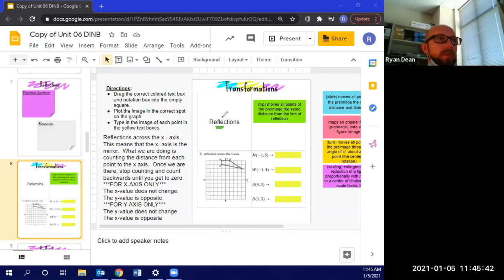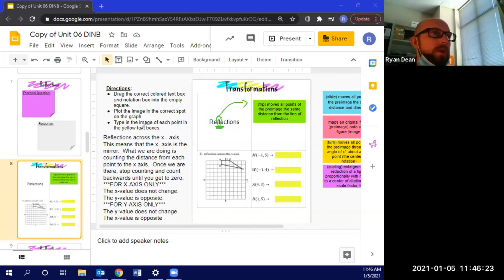But before we begin, just like with translations, reflections have a special way that we can remember them, and that's with the F and the L in reflection. The FL stands for flip. So reflections, FL, the FL means flip. We're going to flip our shape across some kind of line. That's what we're doing with reflections. So all of the points of our pre-image, all of the points of the original image, are going to be the same distance from the line of reflection.